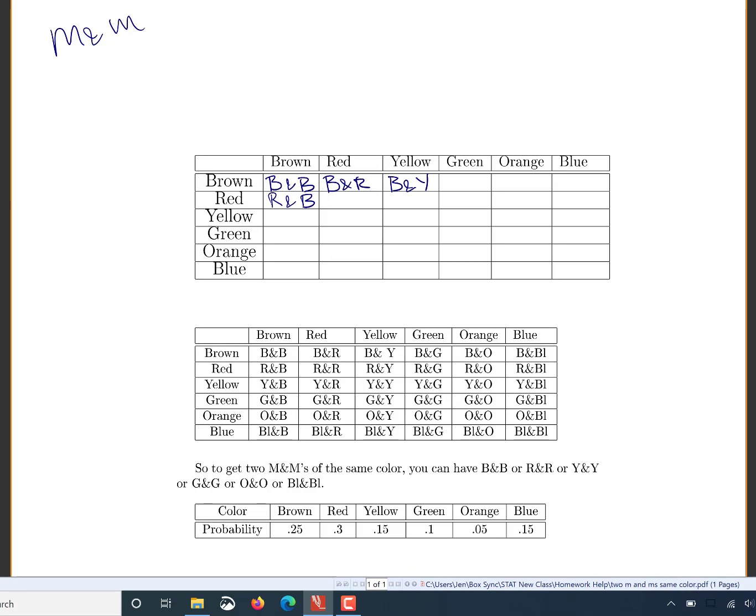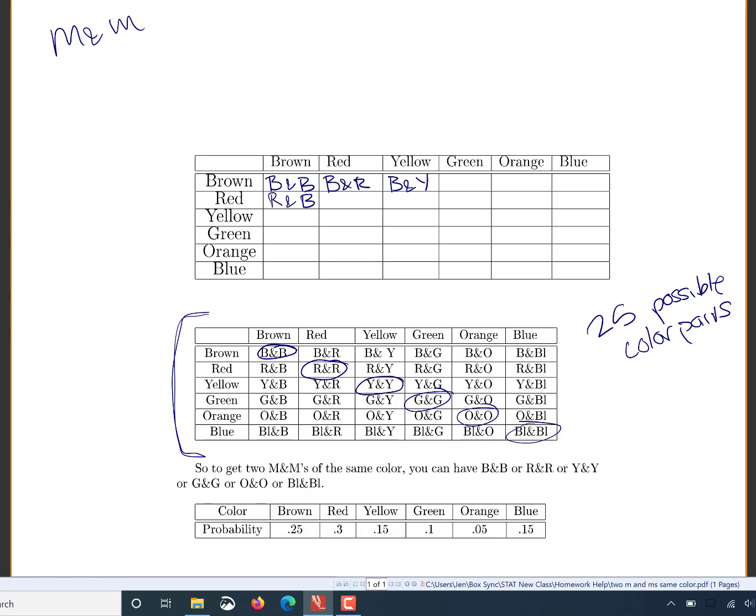And it turns out, if you come down here, I went ahead and mapped out all of the possible choices to save time. And you'll notice there are 25 possible combinations, or possible color pairs, we'll call it that. Now remember, our problem said, what's the chance of getting two M&Ms that are the same color? Well, let's look on here to find pairs that have the same color. So I could get brown and brown, or I could get red and red, or yellow and yellow, or green and green, or orange and orange, or blue and blue.